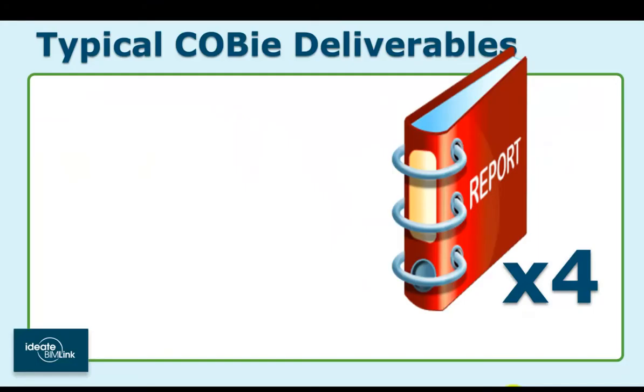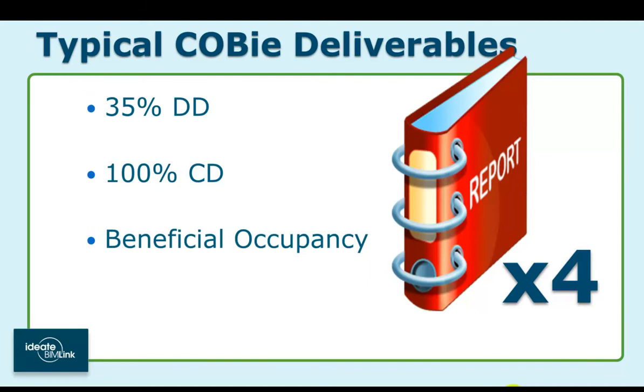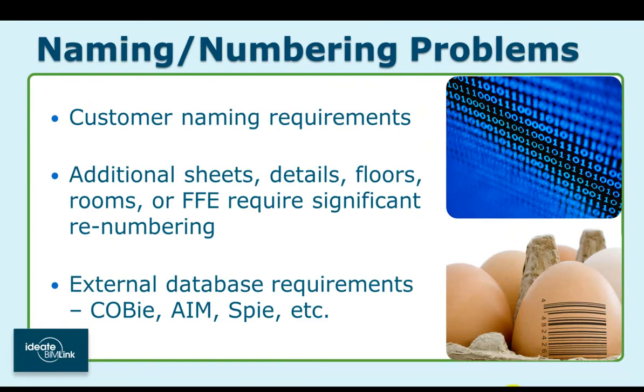A typical COBie project will require at least 4 iterations of this: one for design development, another at 100% construction documentation, another at beneficial occupancy, and lastly within the as-built documents. That's a lot of data entry. So whether your renumbering tasks are driven by COBie or any other reason, let BIMLink plus Excel do the heavy lifting and put your architects and engineers onto higher order tasks.